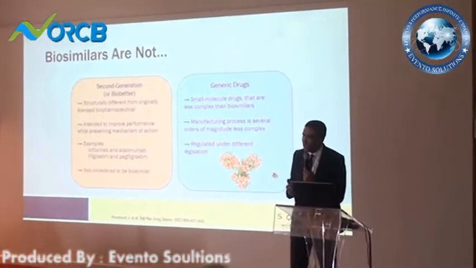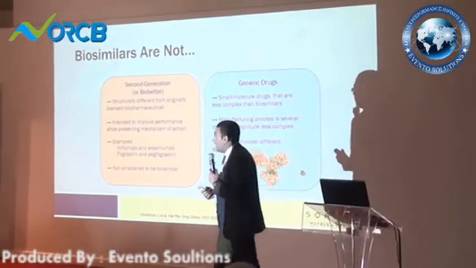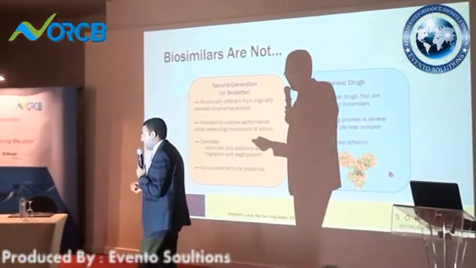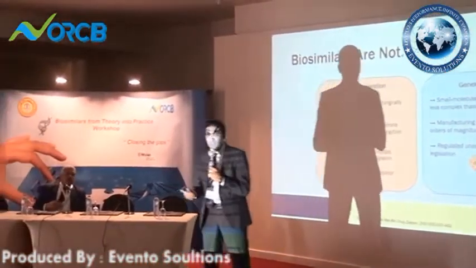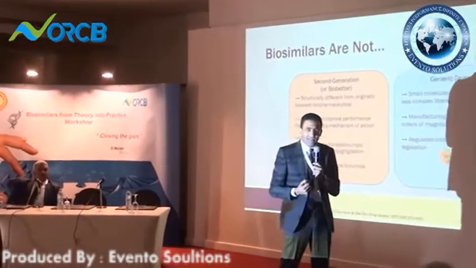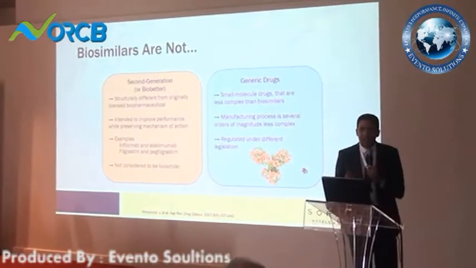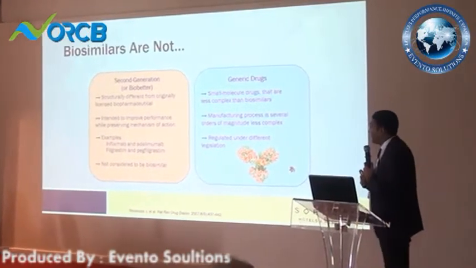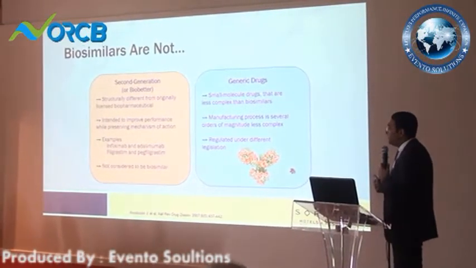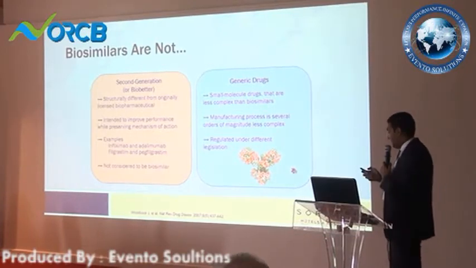Filgrastim is a granulocyte stimulating factor produced by Amgen, then modified by pegylation. We didn't change the molecule itself, but modified the molecule by addition of some moieties to enhance its pharmacokinetic and pharmacodynamic profile. Here, it's a biobetter, but not a biosimilar.